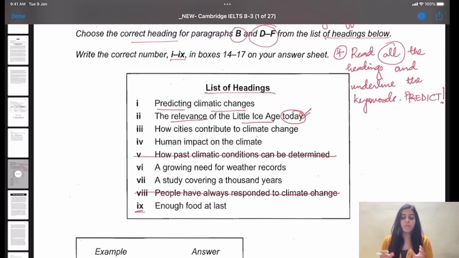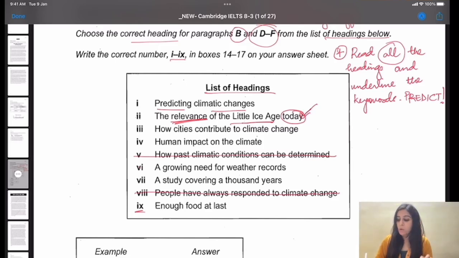So, this paragraph will talk about the little ice age, of course, and the significance of the little ice age in the current scenario, in today's time. So this paragraph has to talk about the significance, importance, relevance of the little ice age in today's scenario.